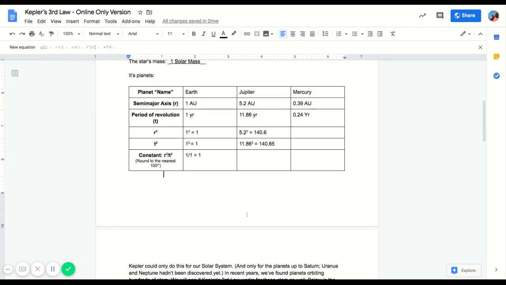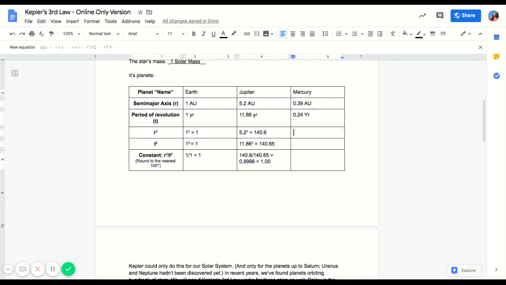So I'm going to have 140.6 divided by 140.65. And that's going to give me 0.9996. And it says round to the nearest hundredth. So that would actually be 1.00. So it is the same.